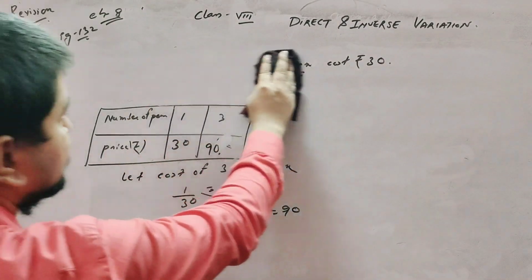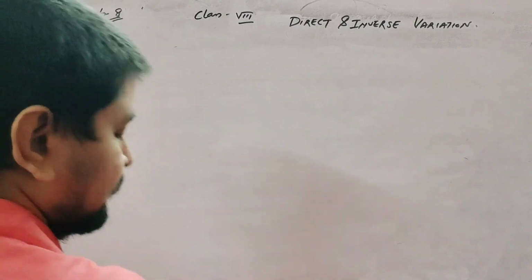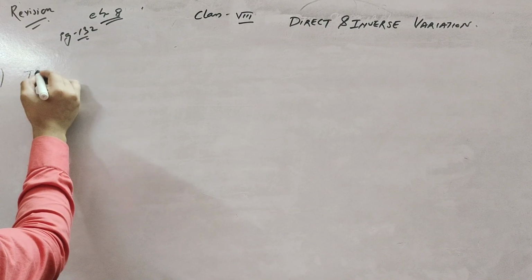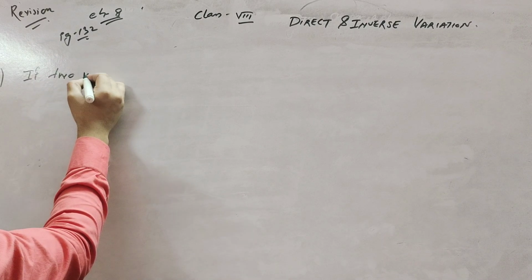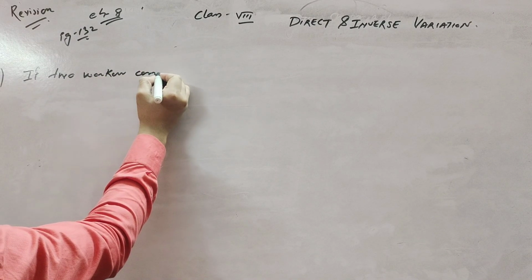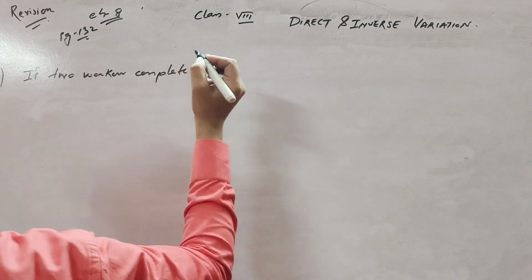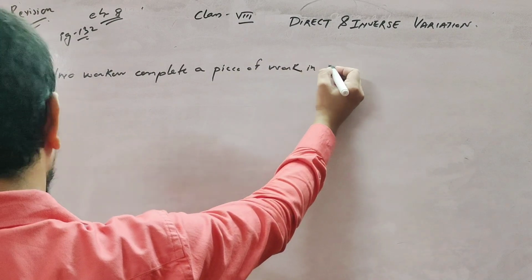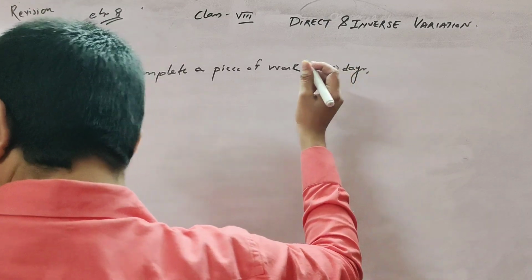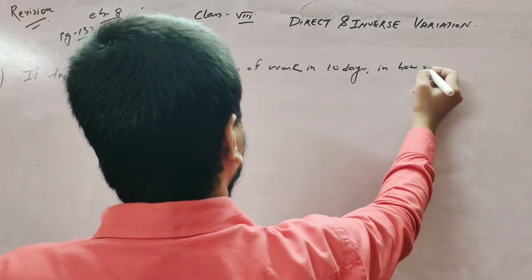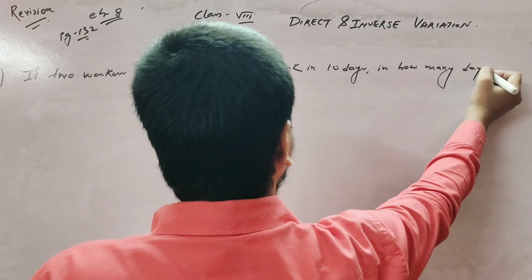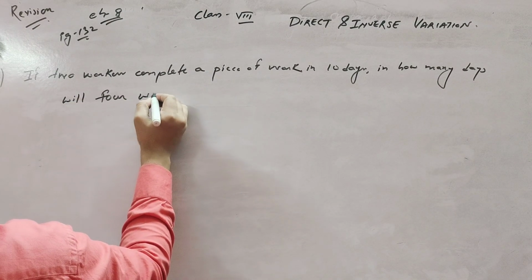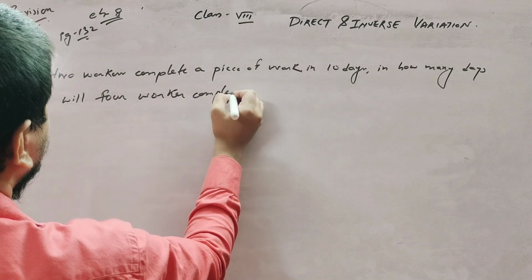Note. Number 7. If 2 workers complete a piece of work in 10 days, in how many days will 4 workers complete the same work?